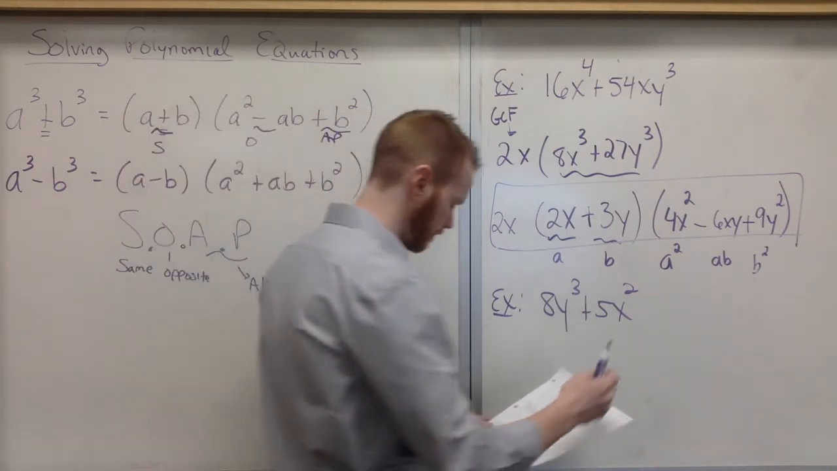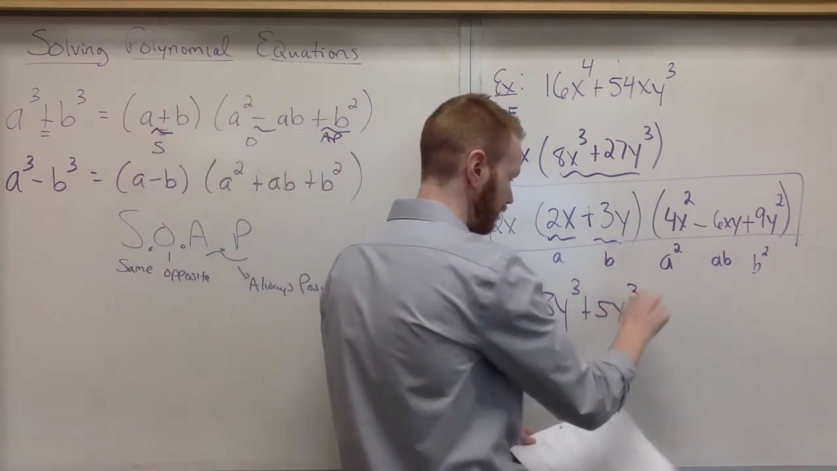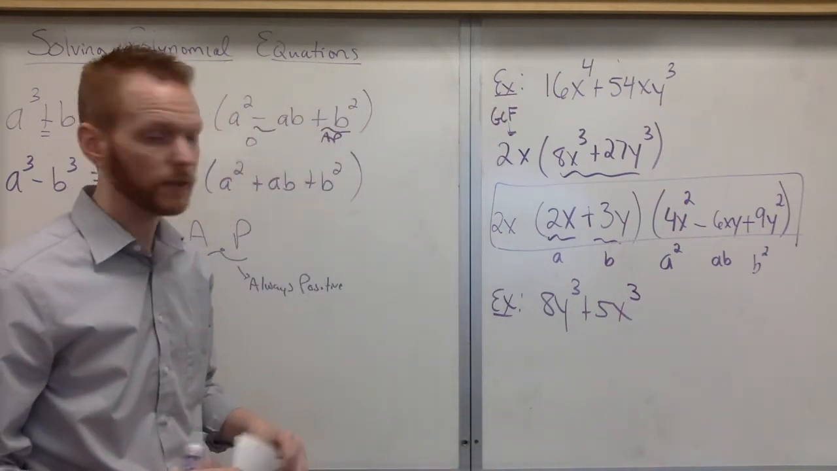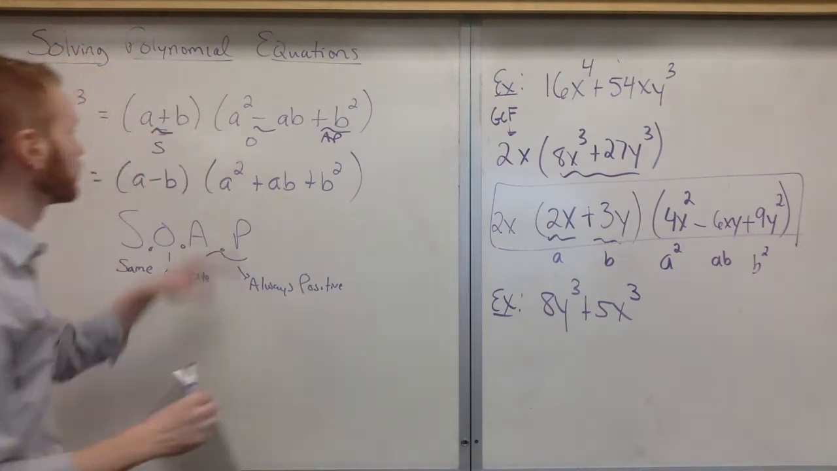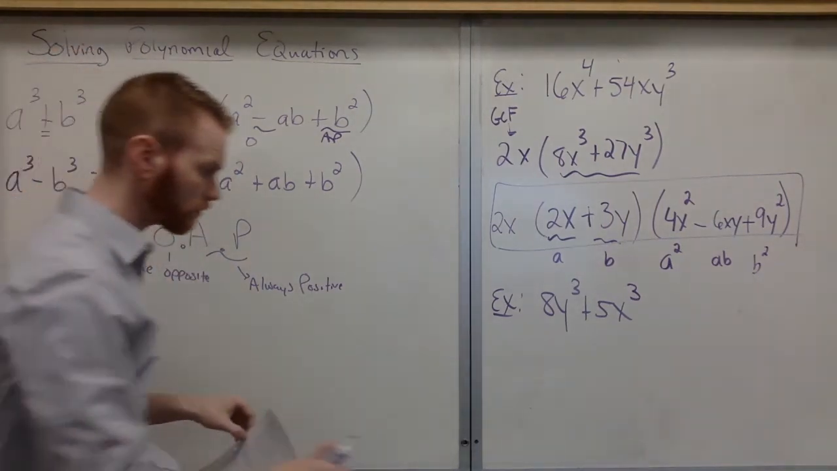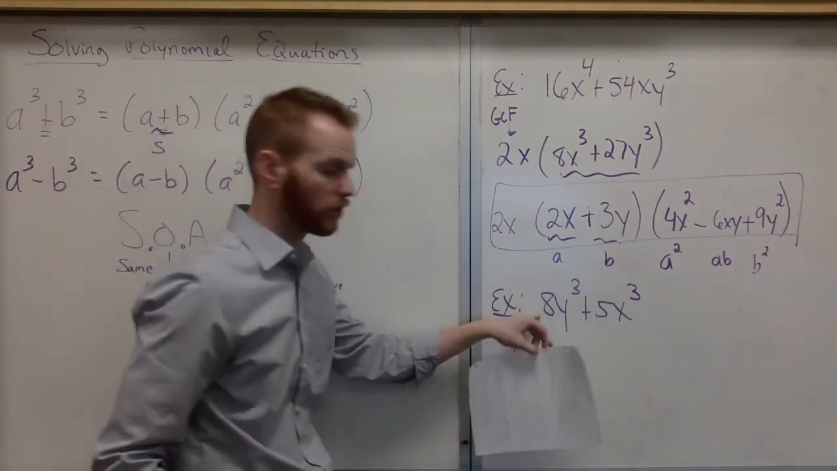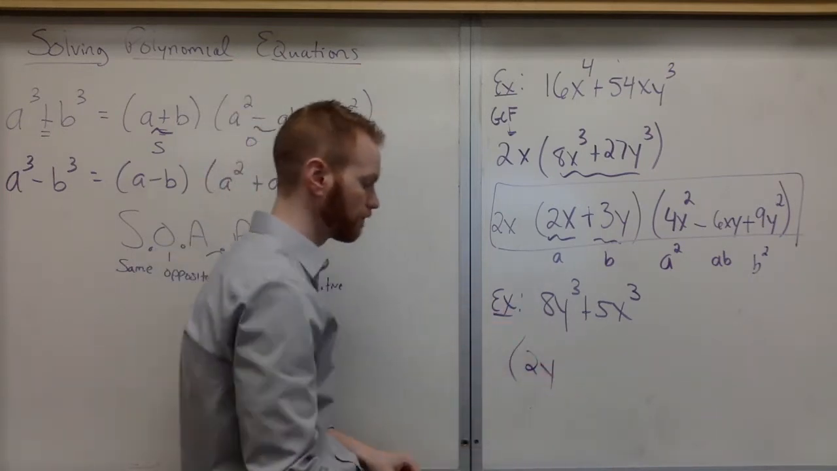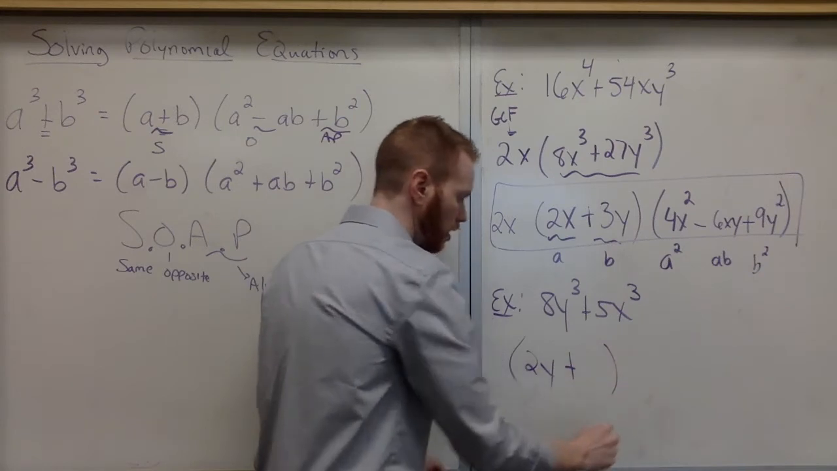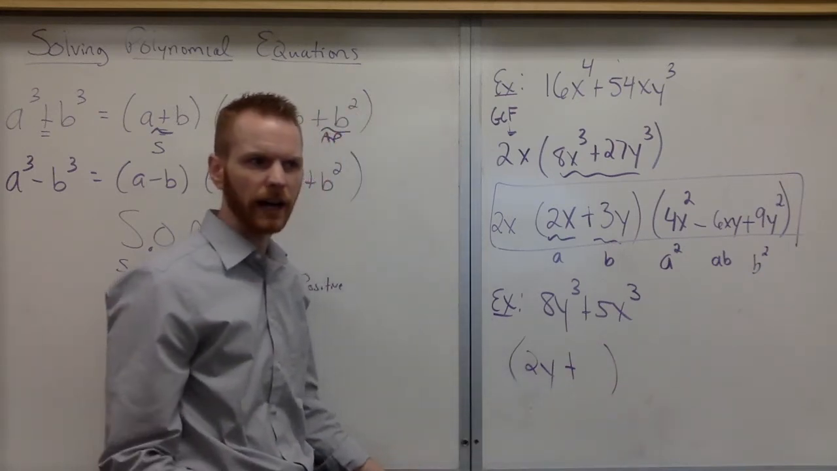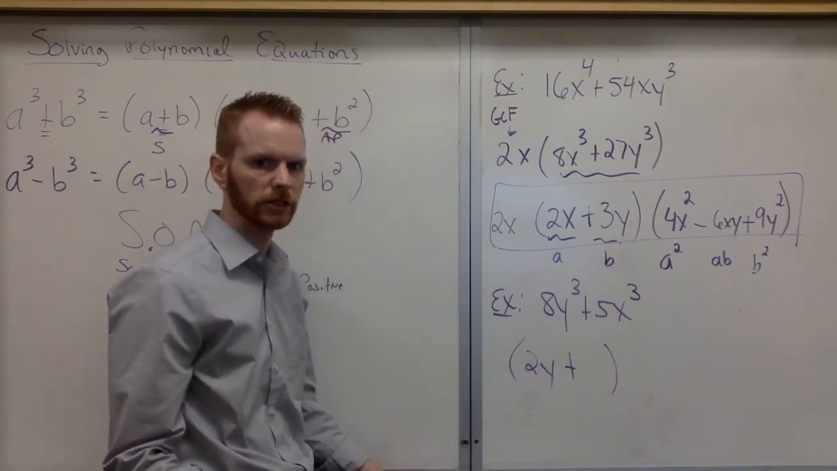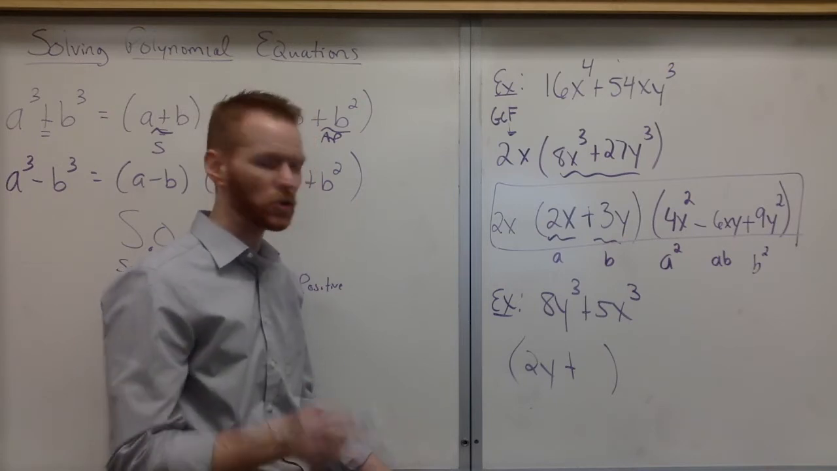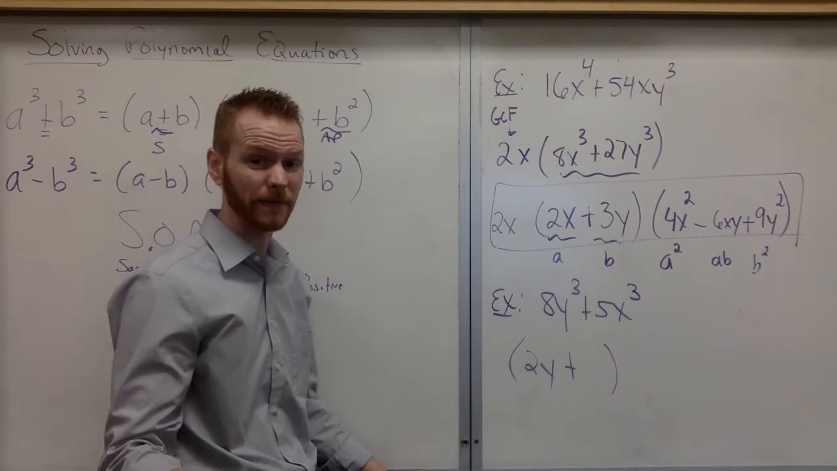Oh, I'm sorry. This should be to the third. Sorry about that. Okay, so now let's figure out the first factor, right? Let's figure out what a and b are. So what could I cube to get 8? 2. I'll put a y next to it. Plus, what do I cube to get 5? Uh-oh. I don't think there is one, huh? There's no value that I could cube that gives me a 5.